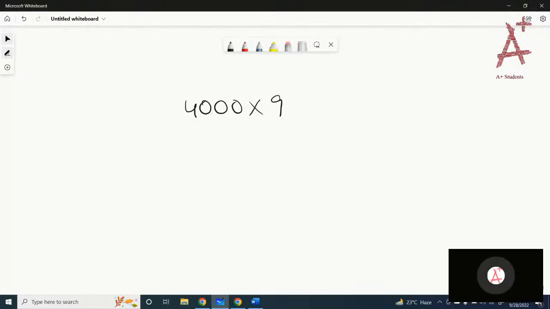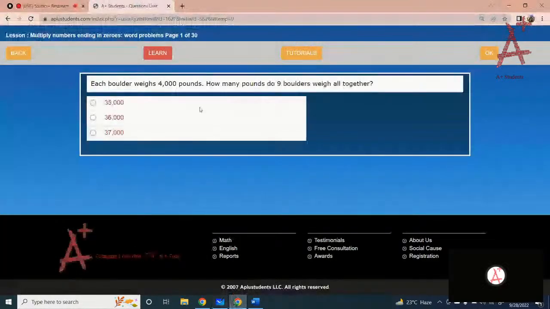Okay, just multiply the digits. 9 times 4 is 36. We have two zeros in all. Just write the zeros with the number. So it makes 36,00. Got it? So the answer is 3600. Select the correct option. The second one is the correct option and click on the OK button. Got it?